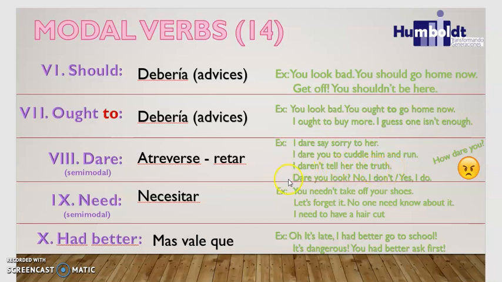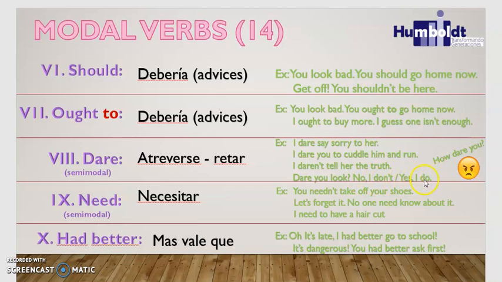Okay, so the number 4 is a question. Dare you look? No, I don't. Or yes, I do. ¿Te atreves a mirar? O sí, te atreves a mirar. In this way, remember that you use a particular exception for the answers. So you don't say, no, I didn't. You say, no, I don't. Or, yes, I do. No, no me atrevo, o sí.